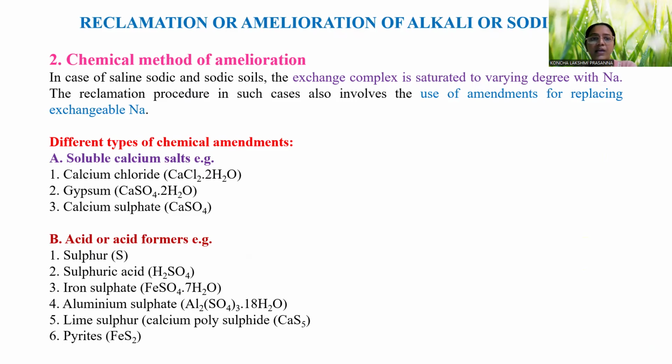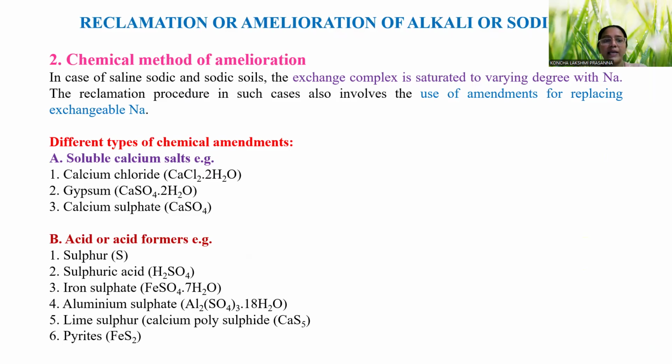Some of the chemical methods of amelioration include soluble calcium salts, which include calcium chloride, gypsum, and calcium sulfate, and acid or acid formers, which include sulfur, sulfuric acid, iron sulfate, aluminium sulfate, lime sulfur, and pyrites. So these are all the chemical methods of amelioration used for the reclamation of alkali soils or the sodic soils.